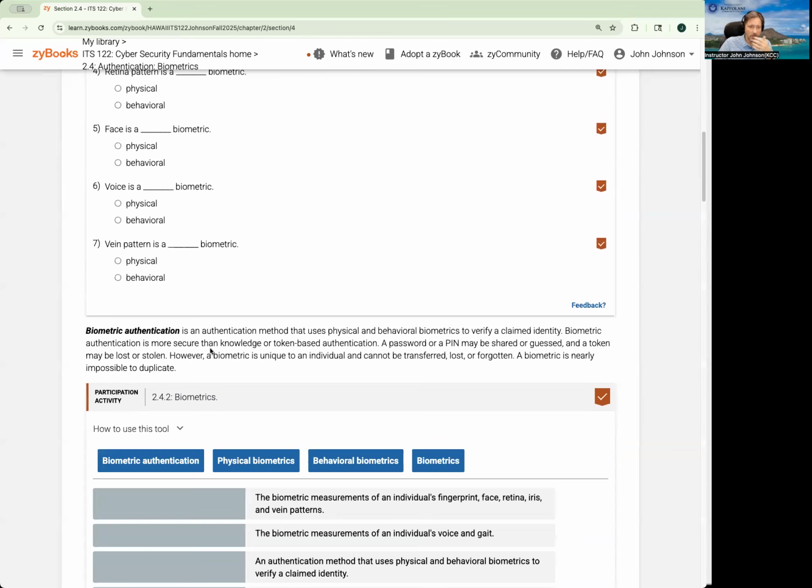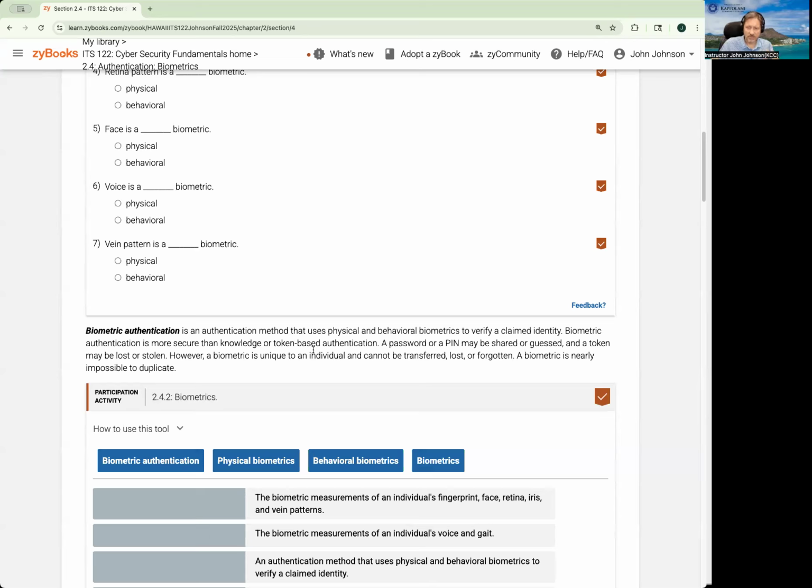Down below, it's going to talk about biometric authentication. It's an authentication method that uses your physical and your behavioral biometrics to verify claimed identity. Biometric authentication is more secure than knowledge or token-based authentication. So a password or PIN can be shared or guessed. Tokens can be lost or stolen, but biometrics are unique to an individual and can't be transferred, lost, or forgotten. So biometrics are nearly impossible to duplicate. That's the nice thing.